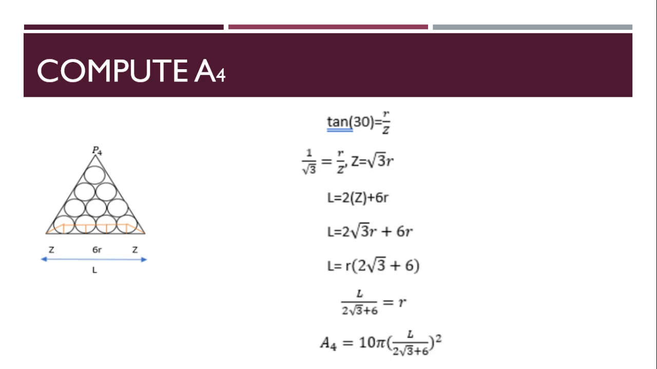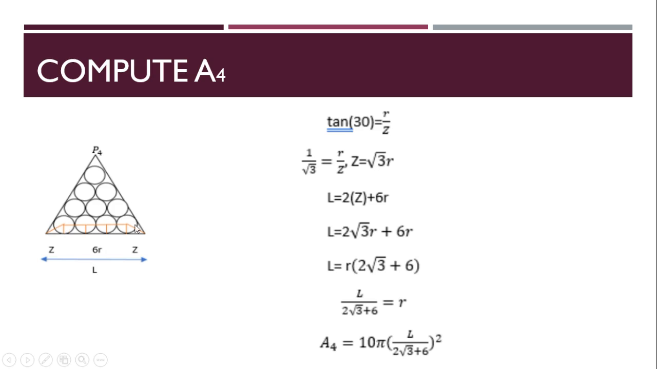So now for part B, it's asking to compute A of 4. So in order to do A of 4, we need to know what P of 4 is, which it didn't ask us to show in part A, but since we already knew how to find P1, P2, P3, it's simple. It's the same thing for P4. It's 4 rows of circles, and how many circles are there here? 10. So same thing to compute A of 4. Here's our picture of P4.